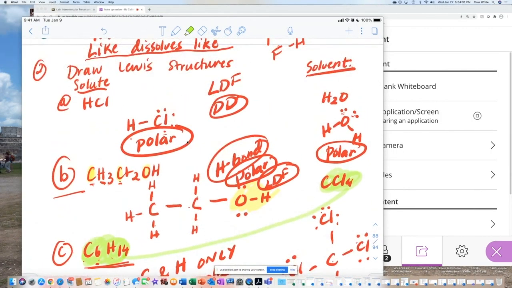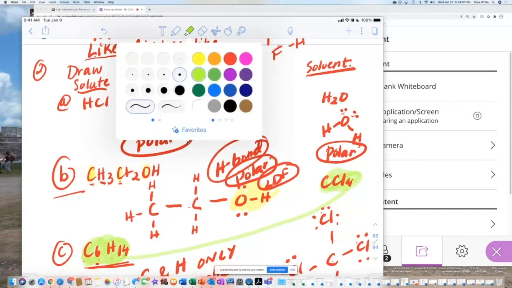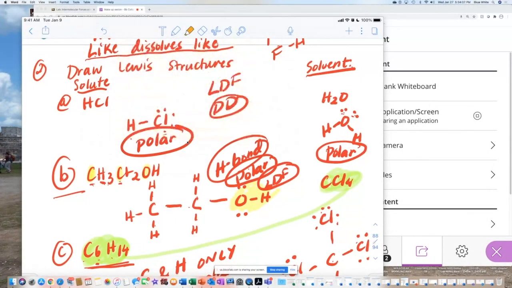Now, what about the first one, HCl? What can we say about that? It's polar, so it attracts the polar. It attracts this one here. Now remember, the water also hydrogen bonds, because it has 2 hydrogen bonding sites. But because this is polar, this can actually dissolve in that. So this will go with water, right?